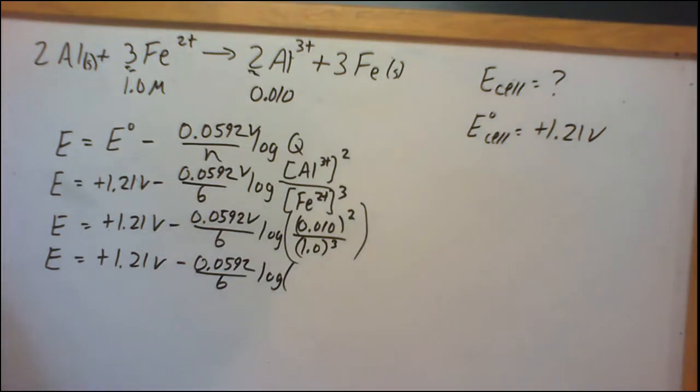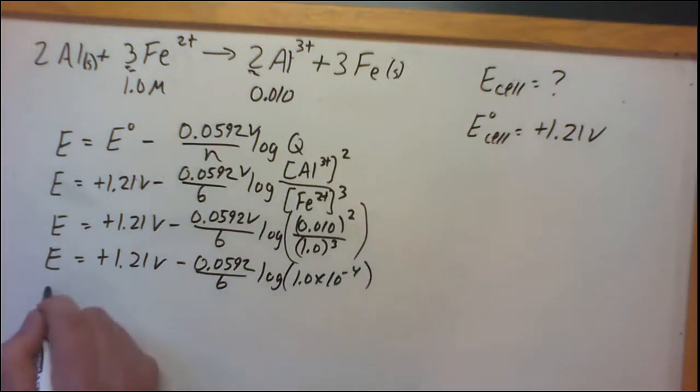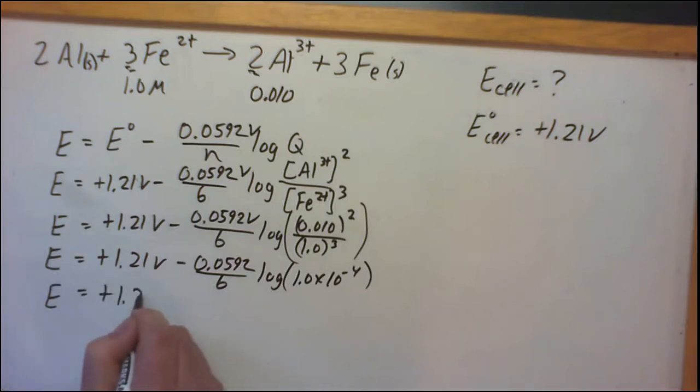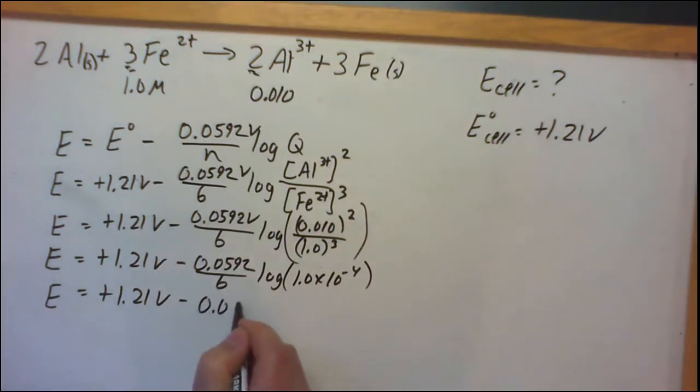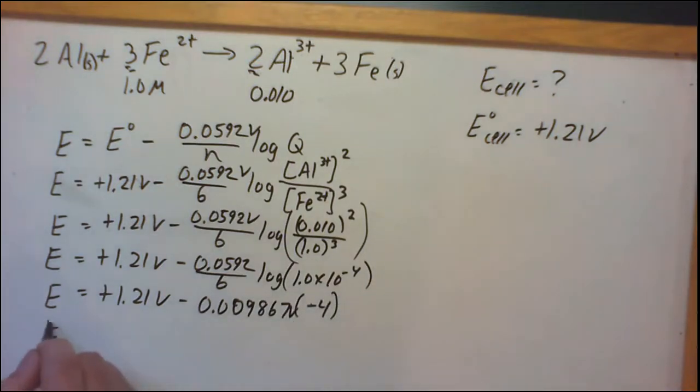So we have 0.01 squared divided by 1 cubed, which is equal to 1.0 times 10 to the minus 4. Then further simplifying everything, positive 1.21 volts minus 0.0592 divided by 6, which is 0.009867, times the log of 1 times 10 to the minus 4, which is negative 4. This would be volts.